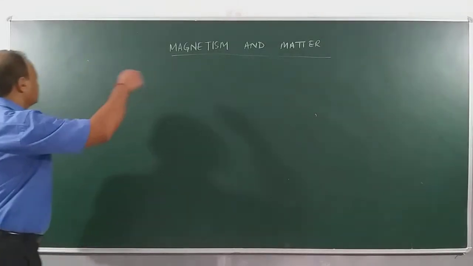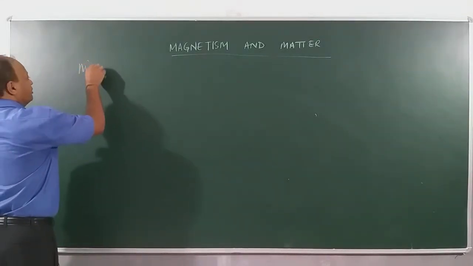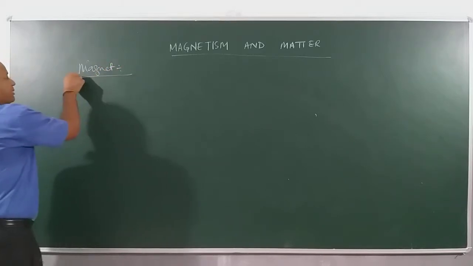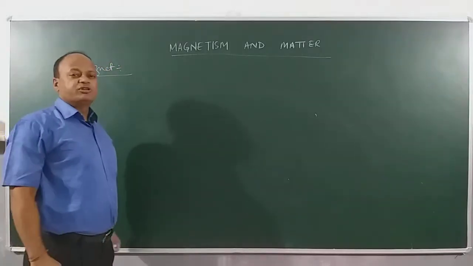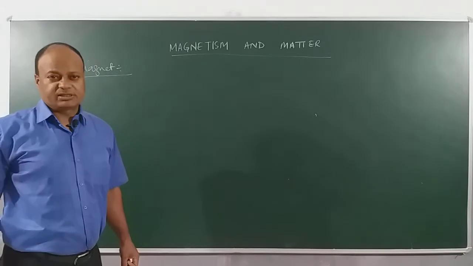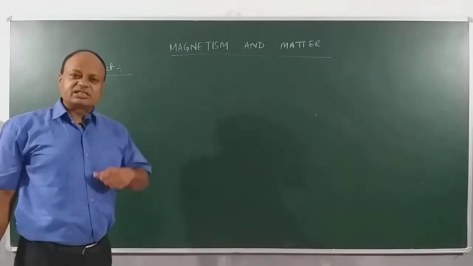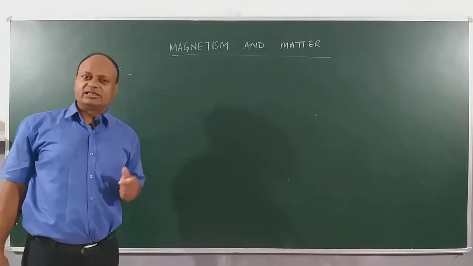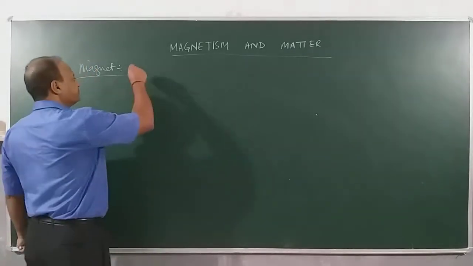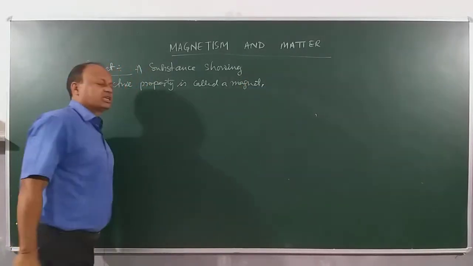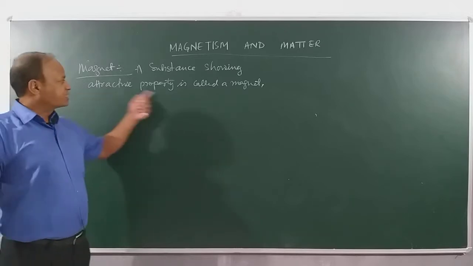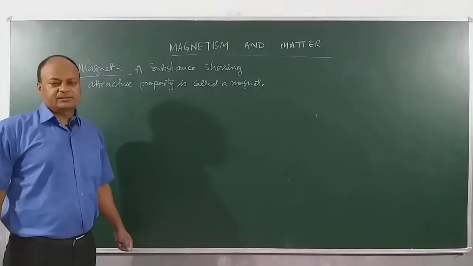So, what is a magnet? We will understand what is a magnet. A magnet is a substance which exhibits attractive property, or a substance exhibiting magnetism is called a magnet. You can say like this also. Okay, let's define. So, a substance showing attractive property is called a magnet.